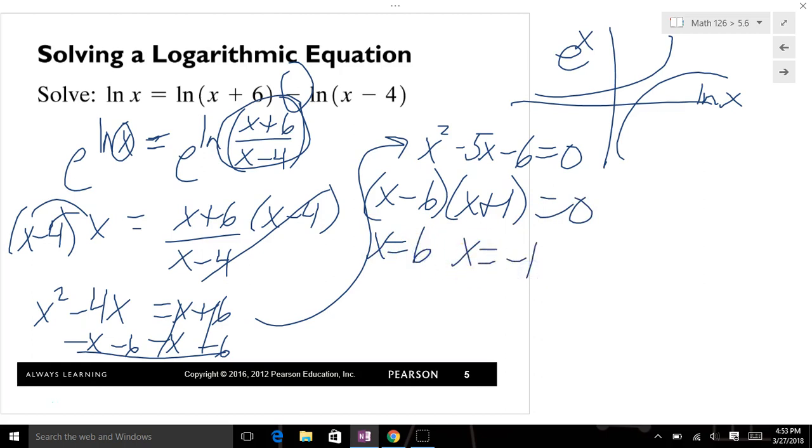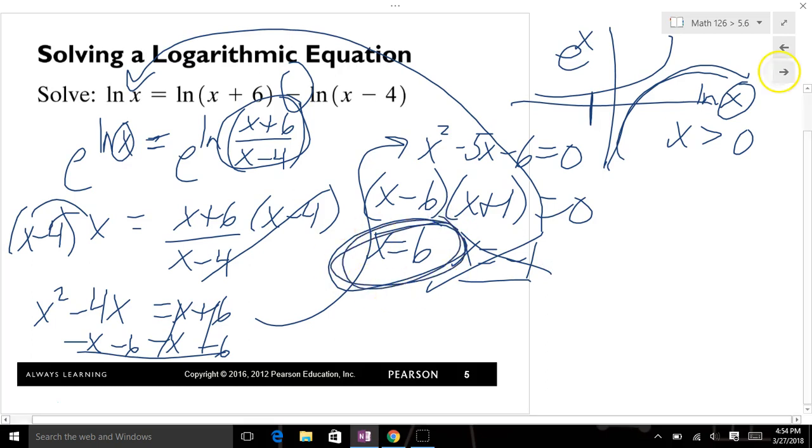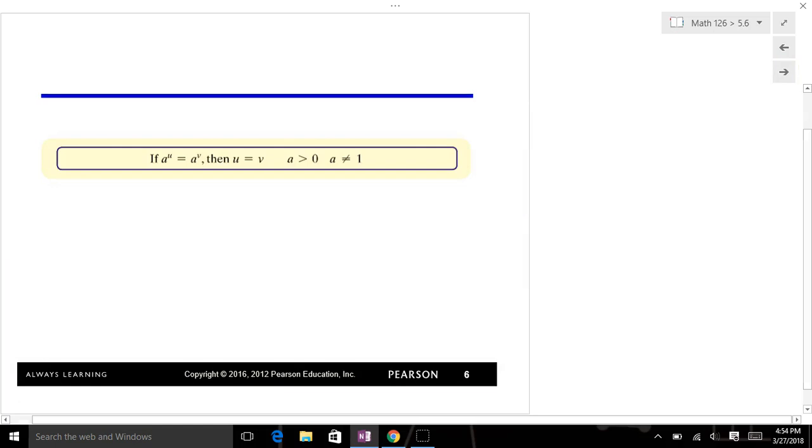Throw those back in. Let's throw in the -1, x equals -1. What's the natural log of -1? You don't have a natural log of -1 because that domain is positive. That's out. Throw the 6 in. The 6 works perfectly fine when you throw that in. So make sure you're checking for extraneous solutions.